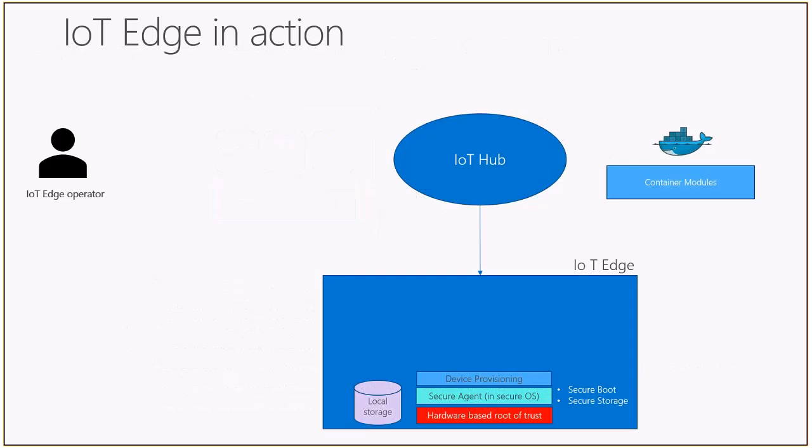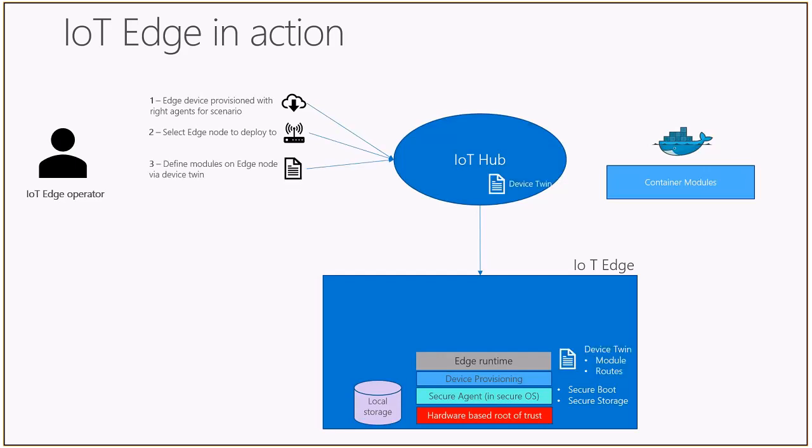So the IoT Edge in action, I'll go through how this happens. So basically, an edge device is provisioned with the right agents for your scenario, and then you have to select an edge node on which you want to deploy these modules. Then you define your modules for the edge node through a device twin. So you could run 5 modules or 1 module, etc., which you want to bring down to the edge. So you define that through your device twin.